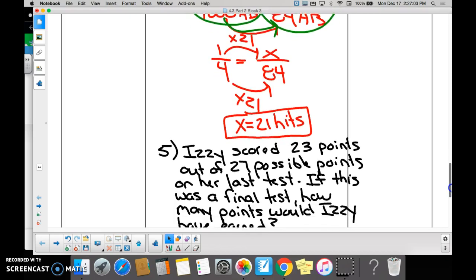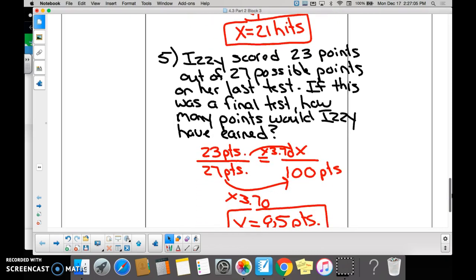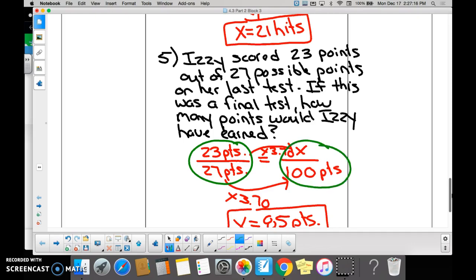And then down here, we talked about Izzy's test score. Again, look at how our labels are lined up. We have points over points here. 27 points is worth 100% or 100 points. So we're missing how many points Izzy's going to get in the final test by putting the X there, because that's going to be the points that she earned, X points, right? So again, lining up labels, do your bubble method, and you can solve for the missing number.